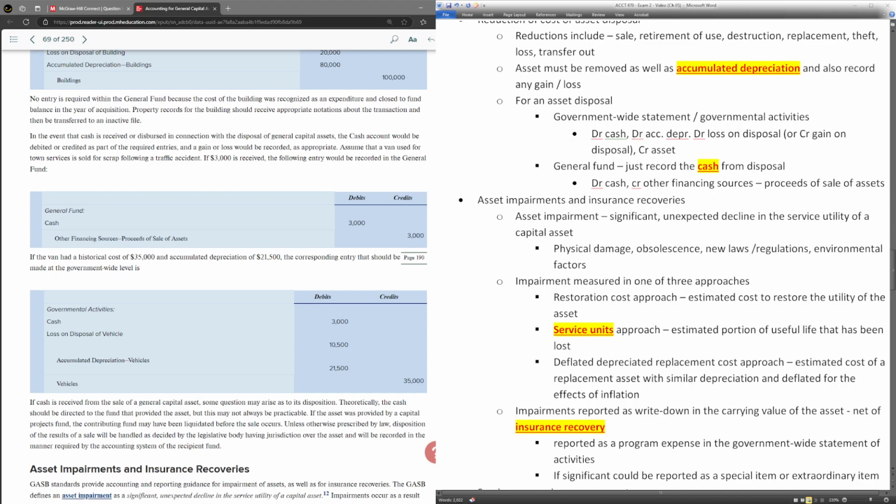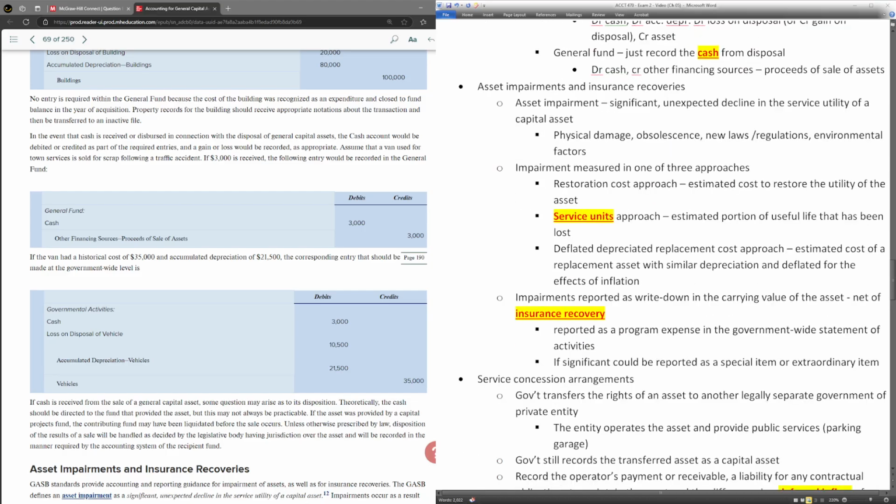Environmental factors. Well, of course, think about the forest fires in California. Those factors can really damage a lot of infrastructure assets. Impairment is done in one of three approaches. Restoration cost, the estimated cost to restore the utility of the asset. Service units, this is what we call the units of... darn, I wish I had remembered. But we have a units approach with regular depreciation.